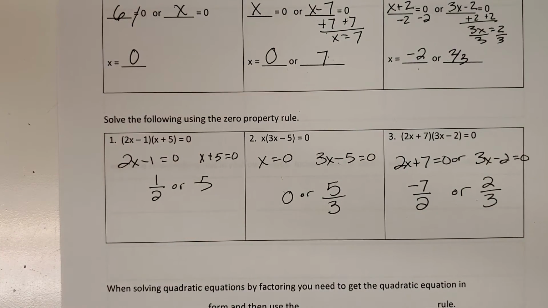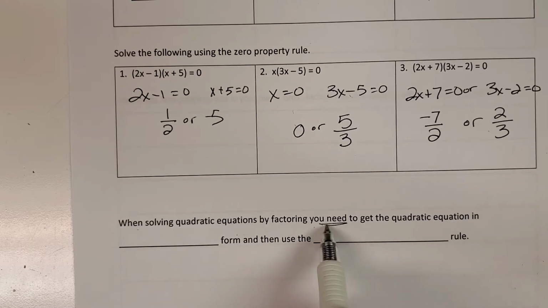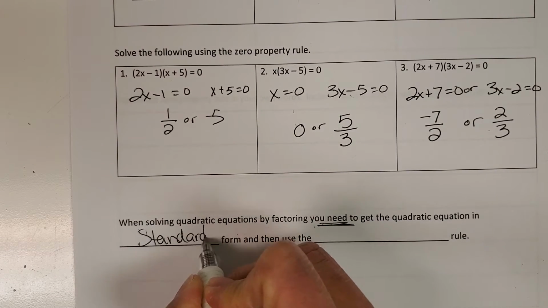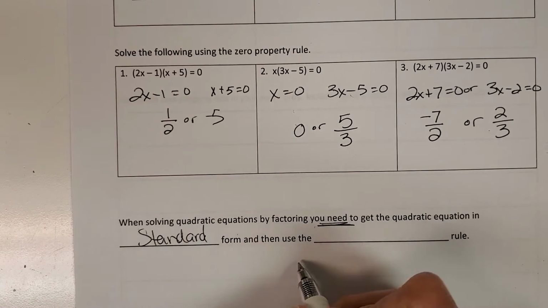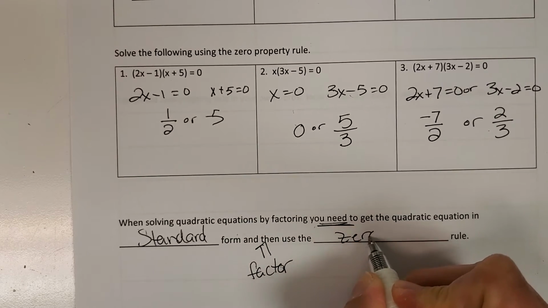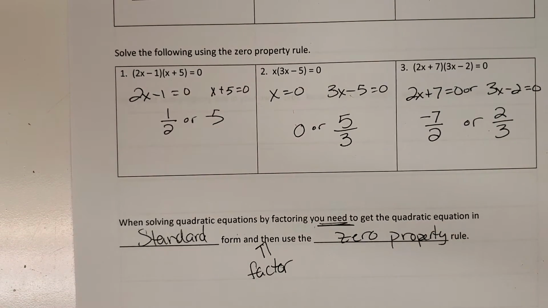So now the reason those were really super simple is because it was already in factored form. So what's really important when you're doing your homework is that you realize which ones are already in factored form and which ones are not in factored form. So when solving equations by factoring, you need to get the quadratic equation in standard form and then use the zero property rule. Okay, and then I should have said, and then factor, and then use the zero property rule. Because we have to have it in factored form or the zero property rule doesn't work.